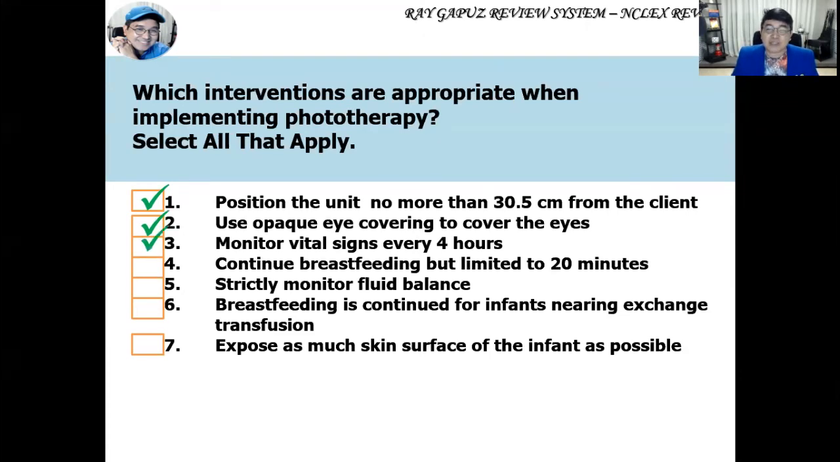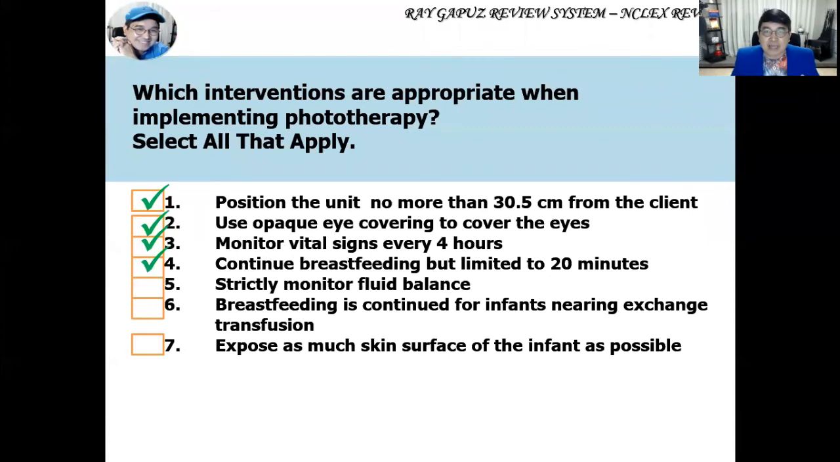Continue breastfeeding, but limited to 20 minutes. Yes, we could actually take out the baby for a short period of time to breastfeed the baby. Usually this is done every 3 to 4 hours. But we have to make sure that when we take the baby out of the phototherapy, it has to be for a limited period of time, around, some literature say 20 minutes, some would say 30 minutes. So 20, 30 minutes would be all right. So we put a check on that.